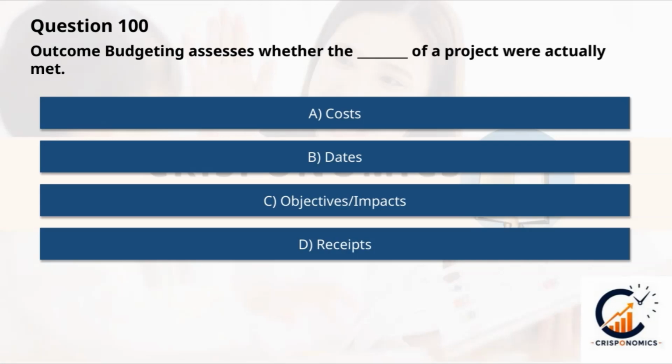Outcome budgeting helps us figure out if a project actually achieved what it set out to do. It's not just about tracking costs or dates, it's about measuring the real objectives and impacts. So, the key question here is whether the intended results were met, not just the inputs or timelines. This approach shifts the focus from spending to outcomes, making sure every resource drives meaningful progress.